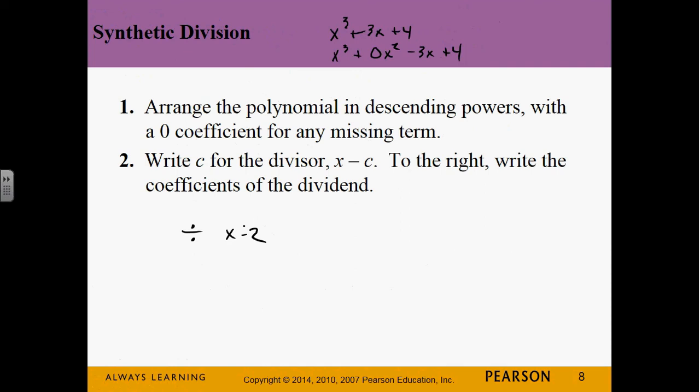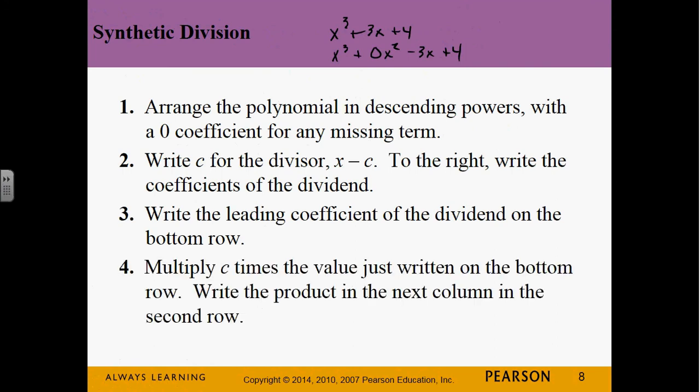What about if it were x plus 2? Then it's going to have to be negative 2. So this is going to be one of those situations where we're going to change the sign, because the minus sign forces us to change the sign. Okay? So if I've got x plus 2, my c is negative 2. If I've got x minus 2, my c is positive 2. We always take the opposite sign. Okay? And then we're going to write to the right of that just the coefficients of our polynomial. So the coefficients here, 1, 0, negative 3, positive 4. I don't care about the terms. I don't care about the variables. I only care about the coefficients, okay?